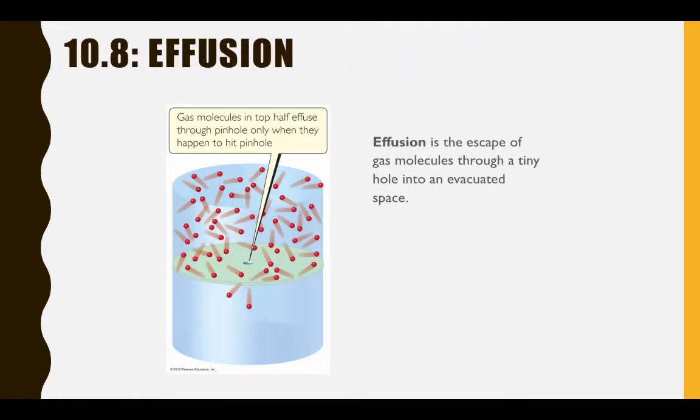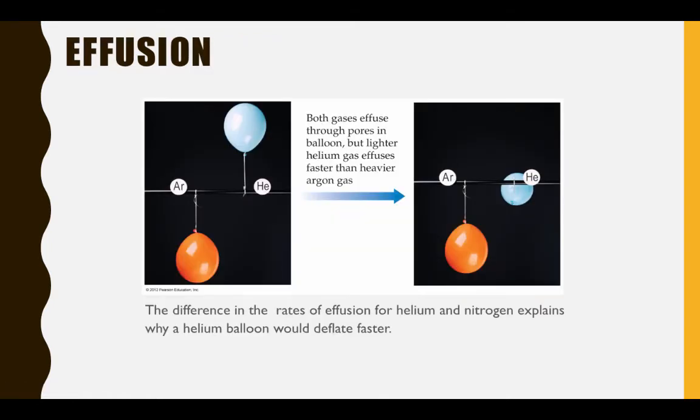Effusion describes the escape of gas molecules through a tiny hole into an evacuated space. Consider the diagram here. The bottom of the container initially starts with no particles. All particles are in the top. The particles effuse through the small hole in the divider into the evacuated space. The rate of effusion is faster for lighter gases than it is for heavier gases.